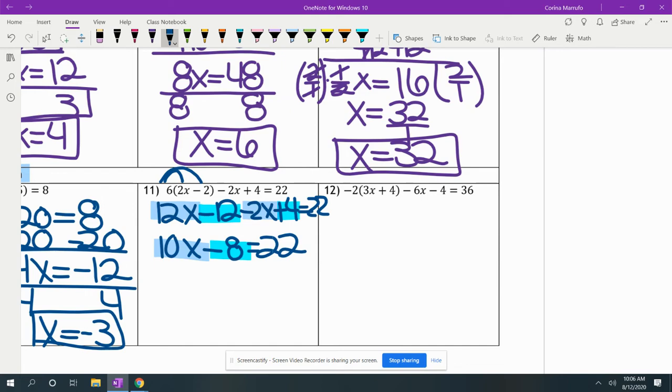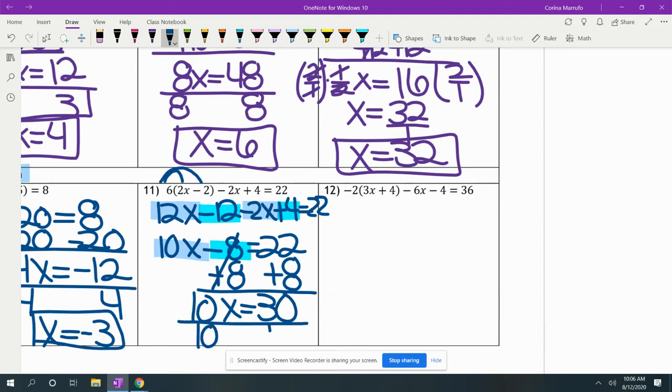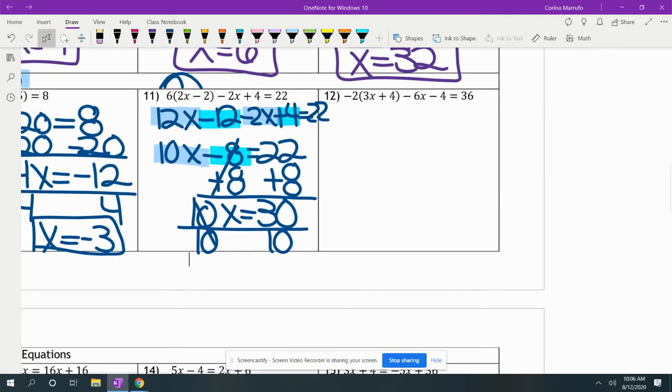All right, so once we combine our like terms, we are going to start solving for x. We're going to get rid of this minus 8 and move it to the other side, so plus 8 is canceled out. And we get 10x equals 22 plus 8, which gives us 30. Our last step to solve for x is to divide by 10. I've run out of space a little bit. So 30 divided by 10 gives us 3.